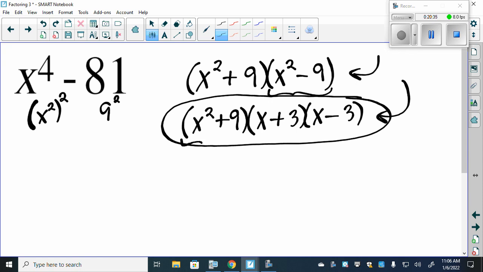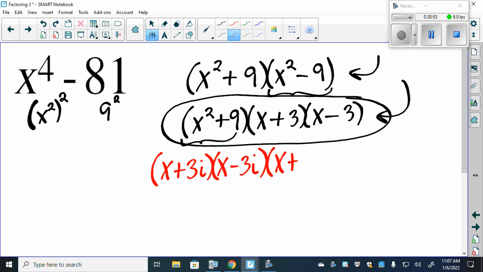No, because this here doesn't have actual real factors. We would have to be able to find its factors, we would have to technically almost solve it. Actually, not almost, we would have to solve it to get down to its factors of x plus 3i times x minus 3i. It depends on what they're talking about. Most will take this here as being factored completely.